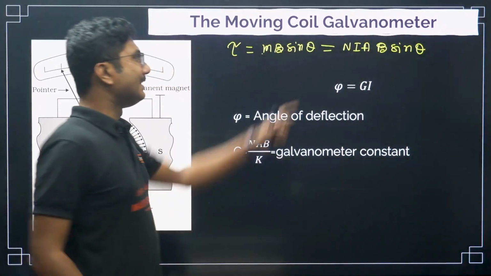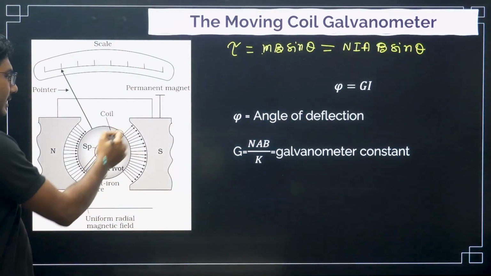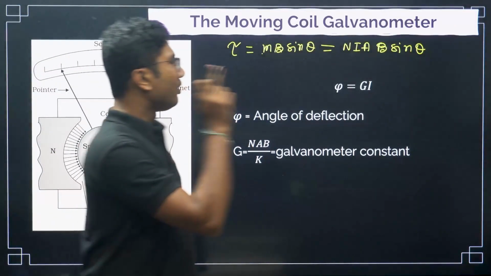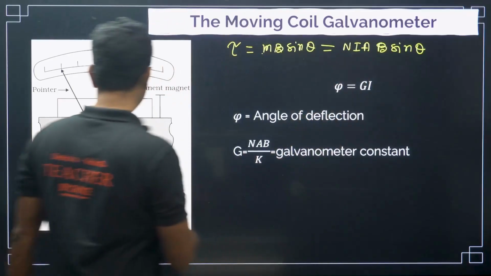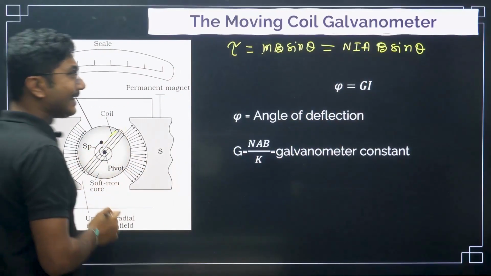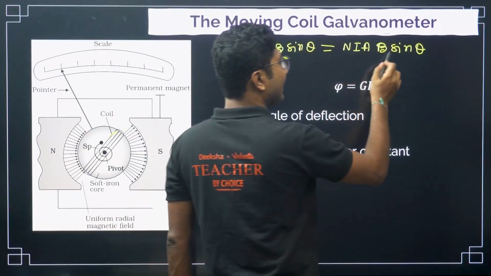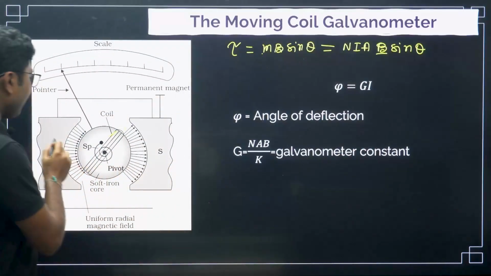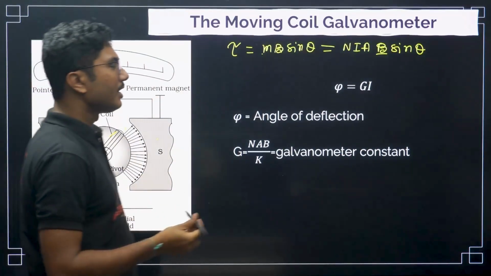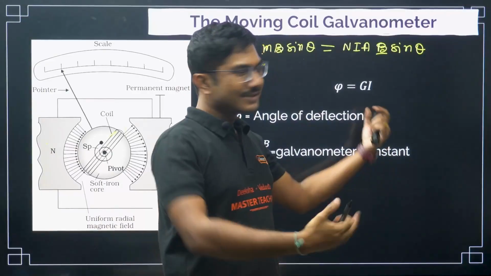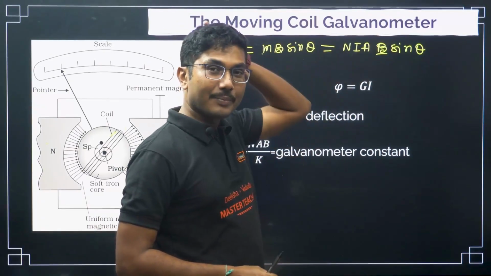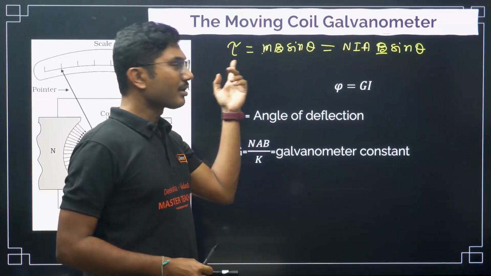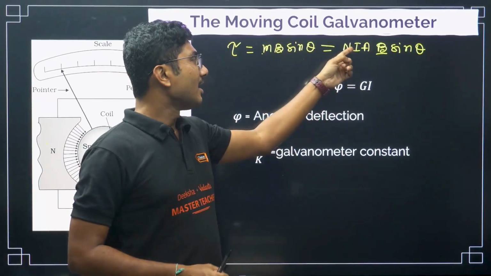Now N is in your hand. N is the number of turns in the coil. Area is again fixed, the magnetic field that you are using over here is also fixed, and theta is also fixed. So what happens is that the torque basically changes with the current.